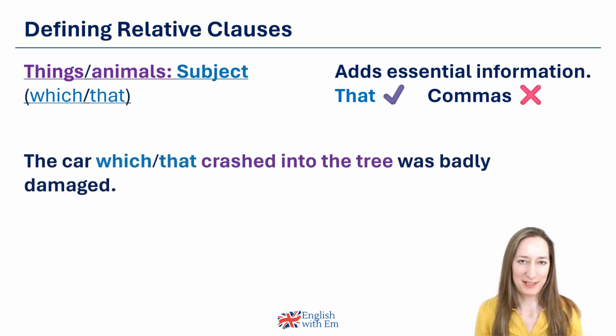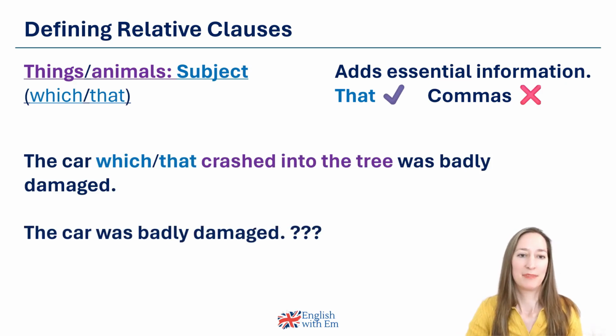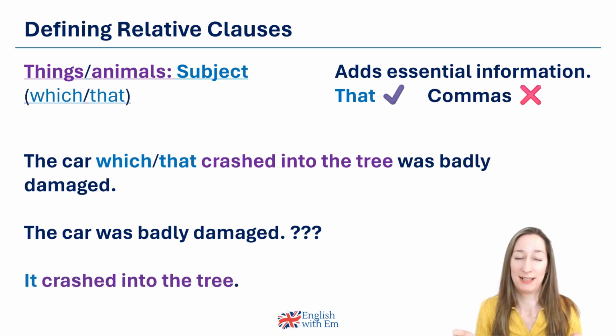The car that crashed into the tree was badly damaged. The car was badly damaged. Which car are we talking about? The car that crashed into the tree. What crashed into the tree? It crashed into the tree. So this is a subject, the doer of the action.